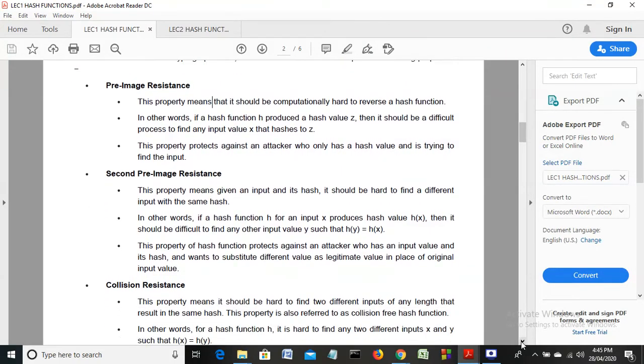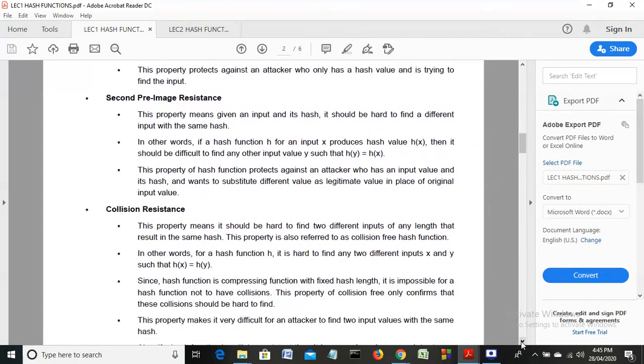Collision resistance. This property means it should be hard to find two different inputs of any length that result in the same hash. This property is also referred to as a collision-free hash function. In other words, for a hash function h, it is hard to find any two different inputs x and y such that h(x) is equal to h(y).